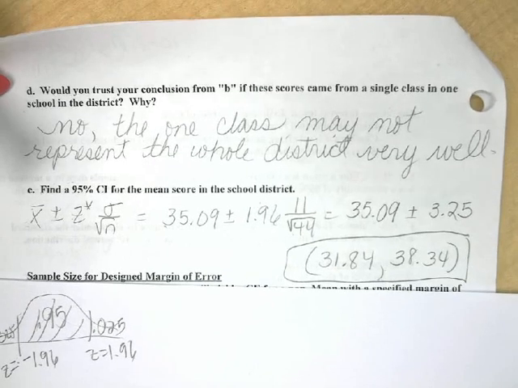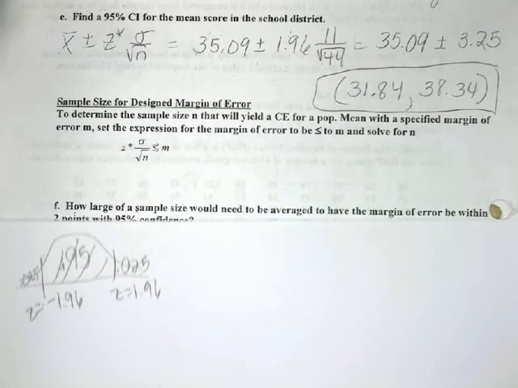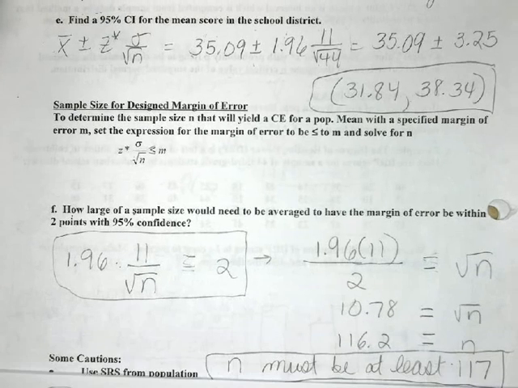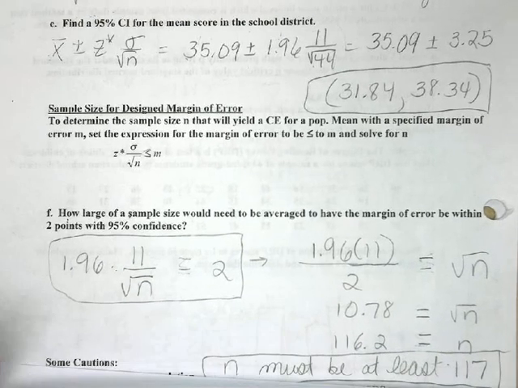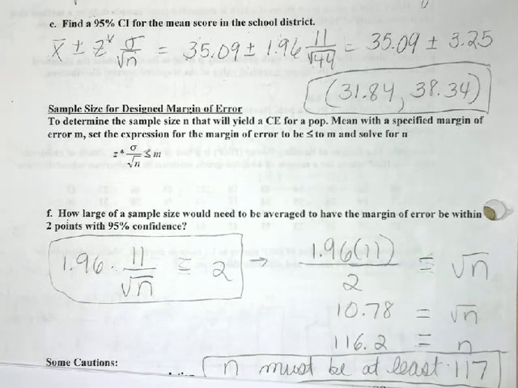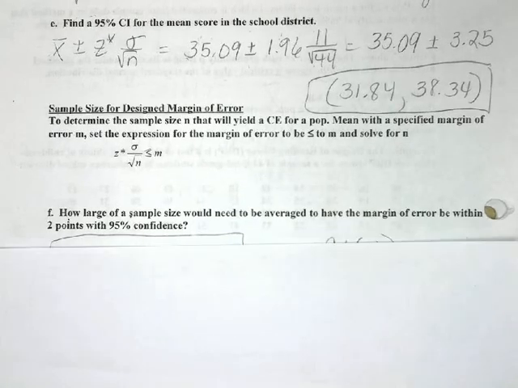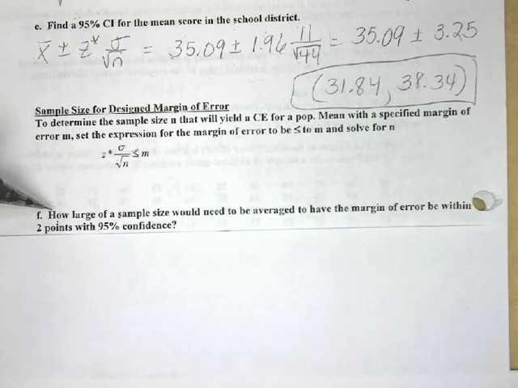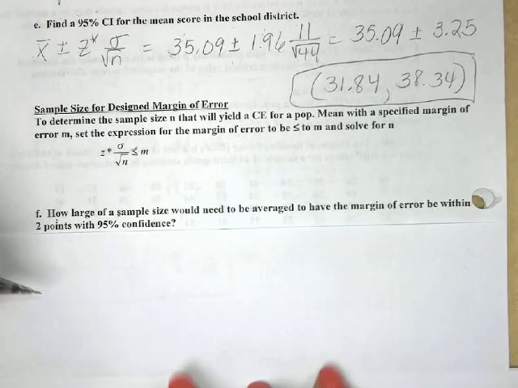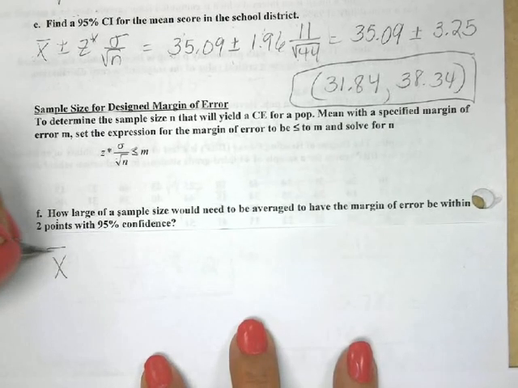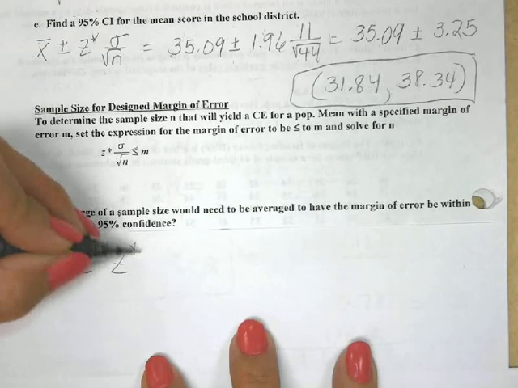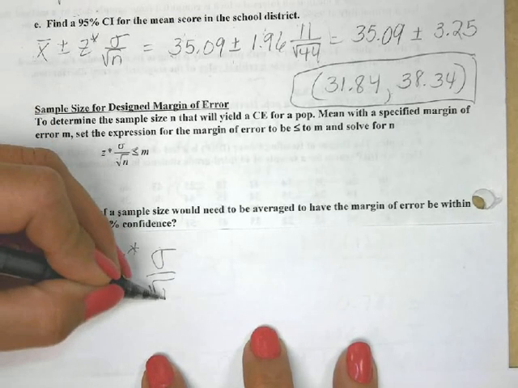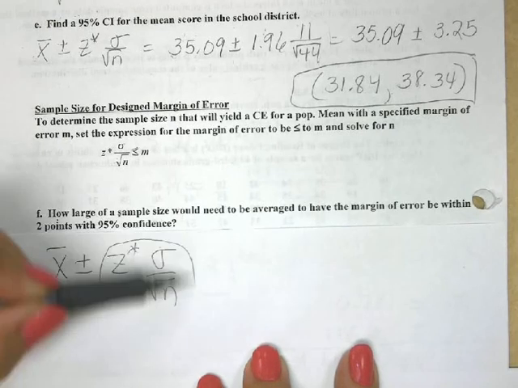Now, the last topic that we want to look at in this section is what is margin of error and how large of a sample size do I need to get a particular margin of error. So let's just look down at the example, and then we'll look at what it is to find a margin of error. So I have how large of a sample size would we need on the average in order to have our margin of error within 2 points with 95% confidence. Well, here's a confidence interval. This component is the margin of error.